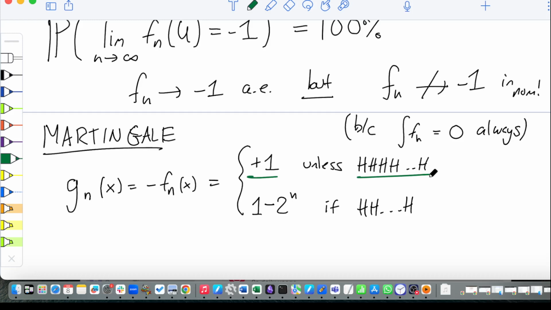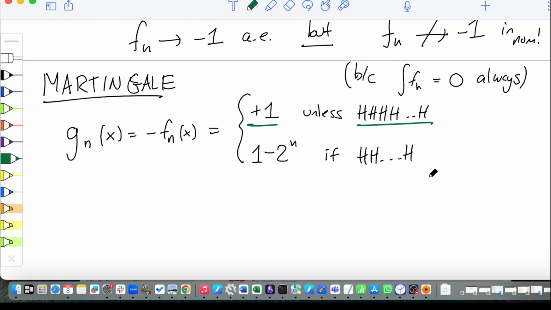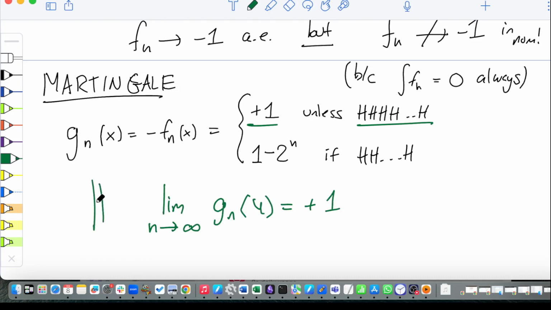And here's the beautiful thing about this betting strategy. It has a 100% chance, if you bet for long enough, of gaining you $1, right? The limit, as n goes to infinity, of gn of u is equal to plus 1 with probability 100%. So this is a betting strategy that gains you $1 with 100% certainty. That's a lot more exciting than losing $1 with 100% certainty. That's why I had to bring it up. You can gain $1 with a 100% chance. The only problem is the expected value is 0.